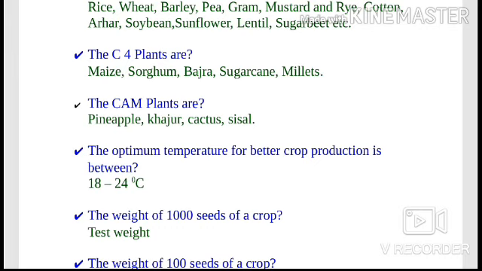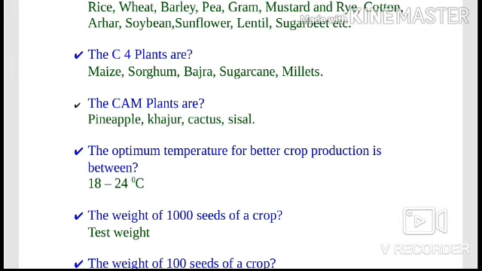Next point is the C4 plants are maize, sorghum, bajra, sugarcane and millets. C4 plants are those plants that cycle CO2 into 4 carbon sugar compounds to enter into the Calvin cycle.